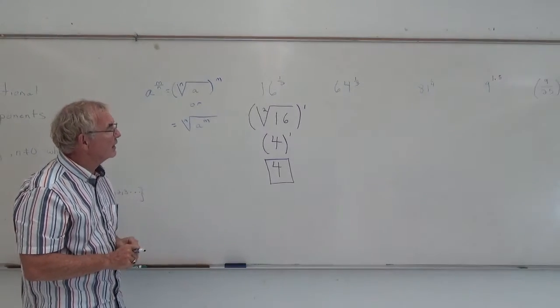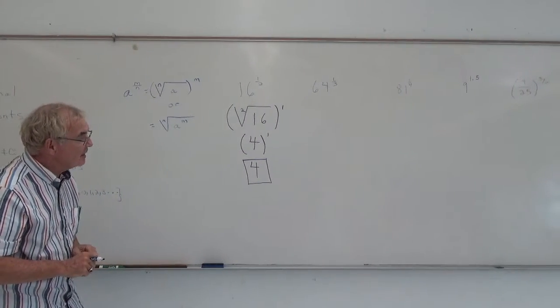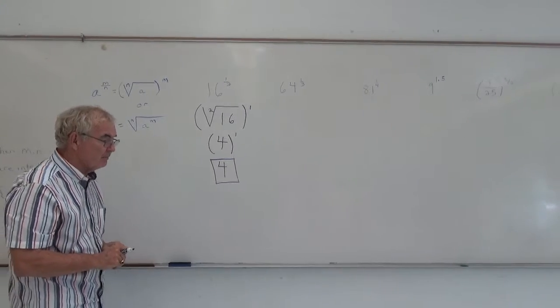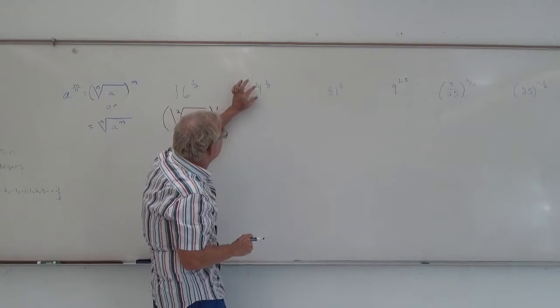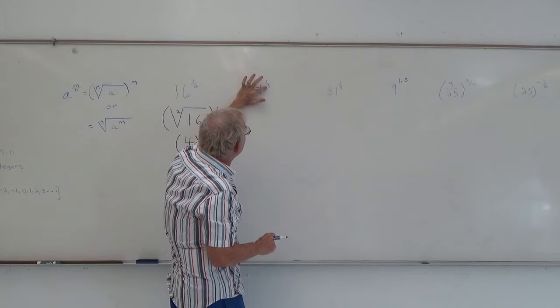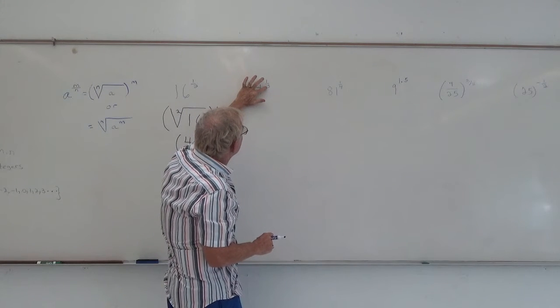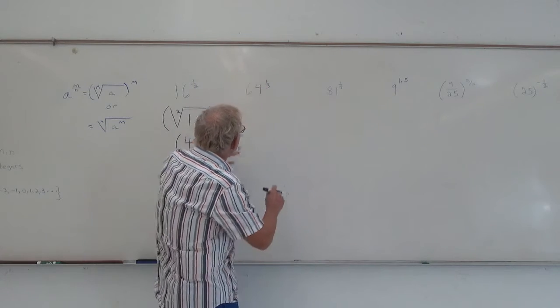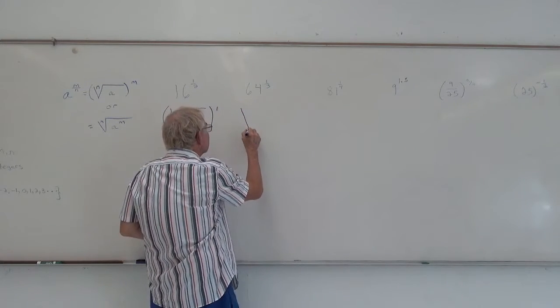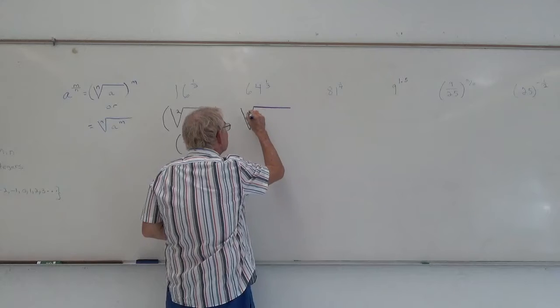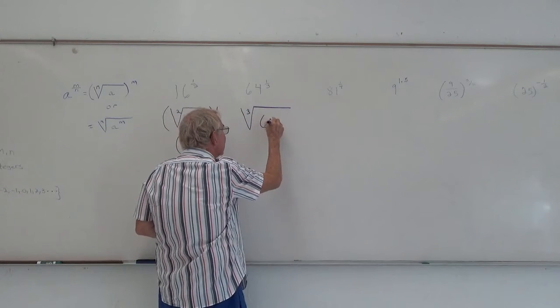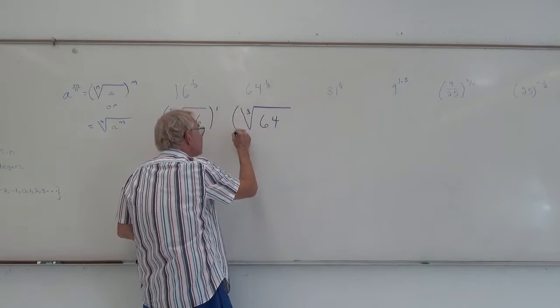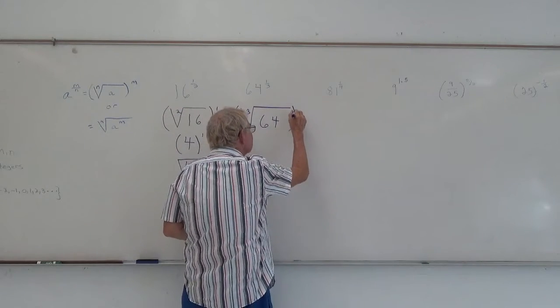Now let's go to the next example. 64 to the 1/3 power. Now in this case, your m is your 1 and your n is your 3. So if you look at the rule we had, in the V of the radical, you put 3, you put 64, and you raise it to the first.